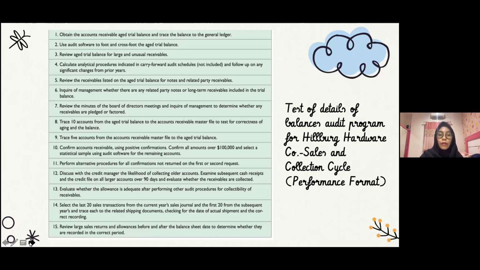Thirteenth, evaluate whether the allowance is adequate after performing other audit procedures for collectibility of receivables. Fourteenth, select the last 20 sales transactions from the current year's sales journal and the first 20 from the subsequent year and trace each to the related shipping documents, checking for the date of actual shipment and the correct recording. And fifteenth, we review large sales returns and allowances before and after the balance sheet date to determine whether they are recorded in the correct period.